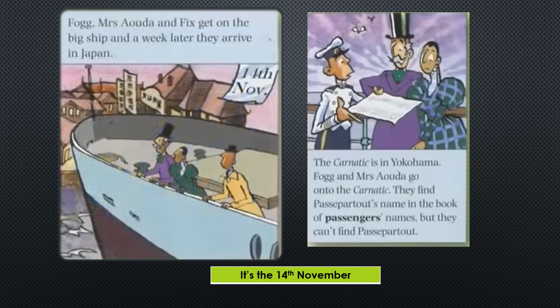Fogg, Mrs. Auda and Fix get on the big ship and a week later they arrive in Japan. It is 14th November. The Carnatic is in Yokohama. Fogg and Mrs. Auda go on the Carnatic. They find Passepartout's name in the book of passengers' names, but they can't find Passepartout.